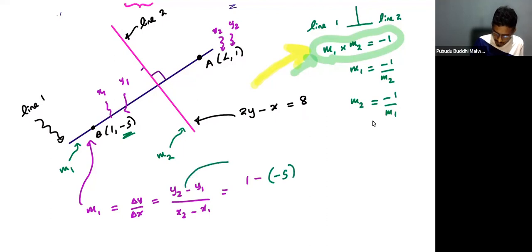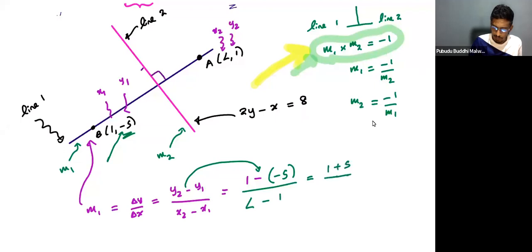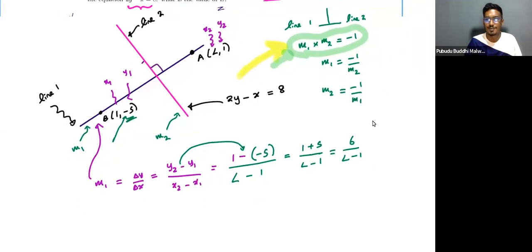So here, this is this minus sign. There's another minus sign here. Over x2, L minus 1. Right? We can simplify minus into minus plus. So 1 plus 5 over L minus 1. 6 over L minus 1. That is M1. To compute M2, you can't use that strategy because we don't have points.